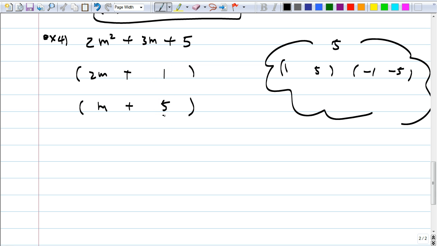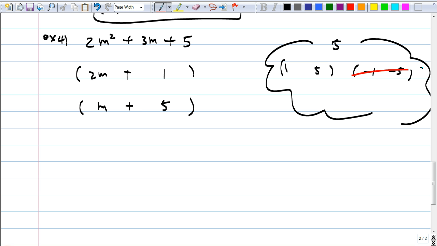By the way, do I ever need to try negative 1, negative 5? Why not? Yeah, the middle term is positive, right? If they're both negative, is there any way for that to come out to be positive? No, so we don't even try that one. Okay, so 1, 5, does this work?